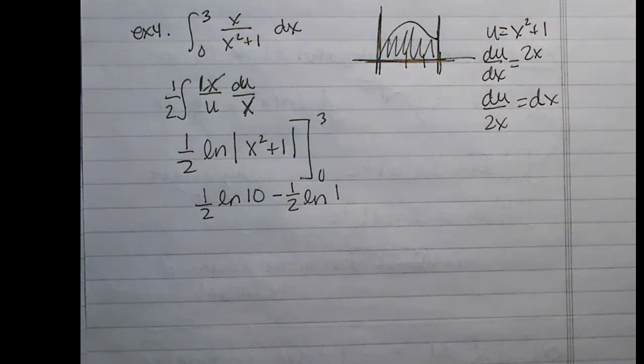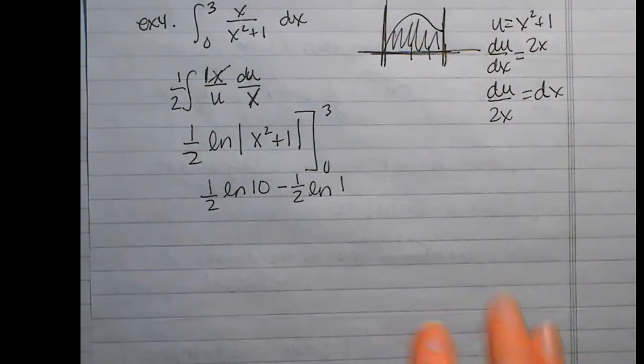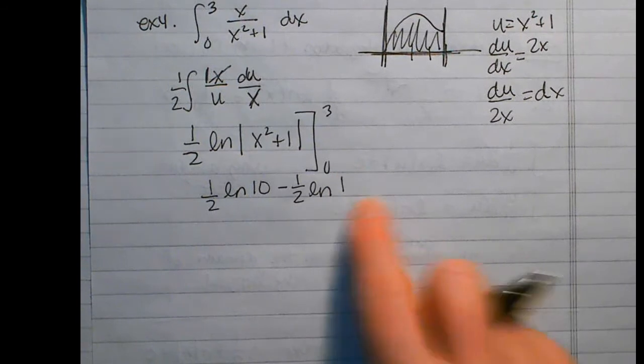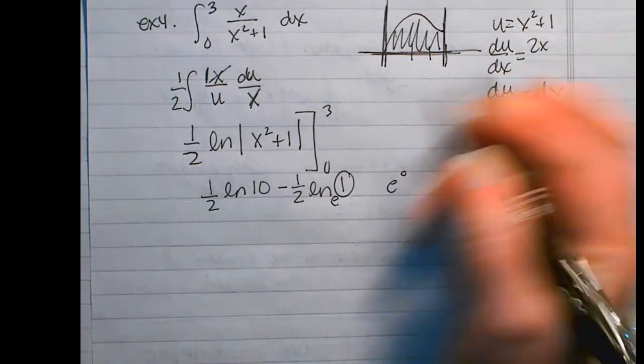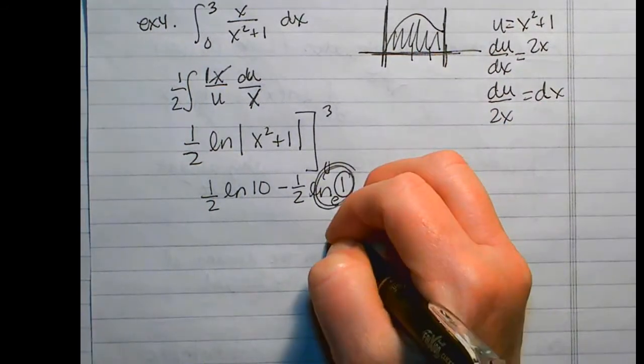What does natural log mean? What are logarithms? They are exponents. What exponent will make e 1? 0. So e to the what power makes this 1? This is the result of e to the 0 power. So this is 0.